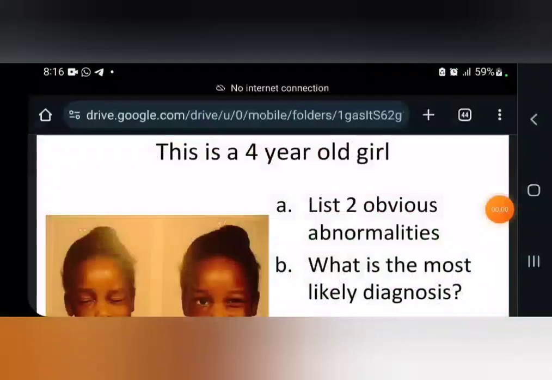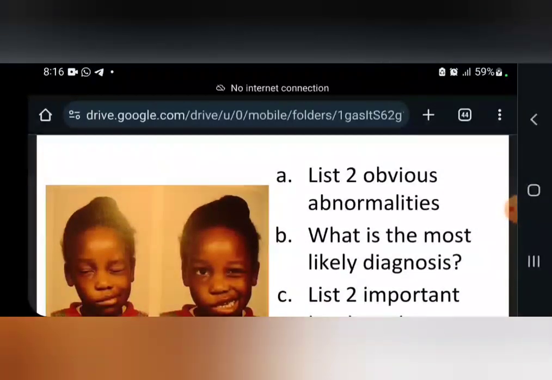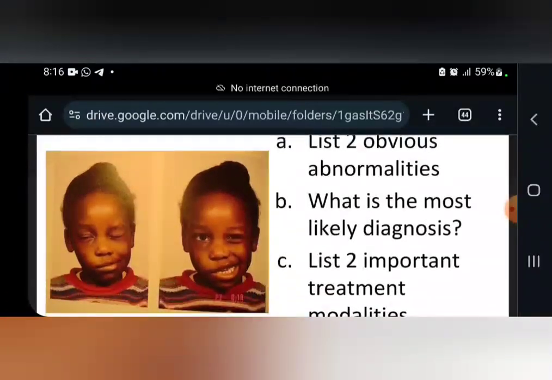Thanks very much. Now, in this question, we have a 4-year-old girl. We say list the two obvious abnormalities. Is it clear? So, the two obvious abnormalities are deviation of the mouth toward the left side, and inability to close the right eye.